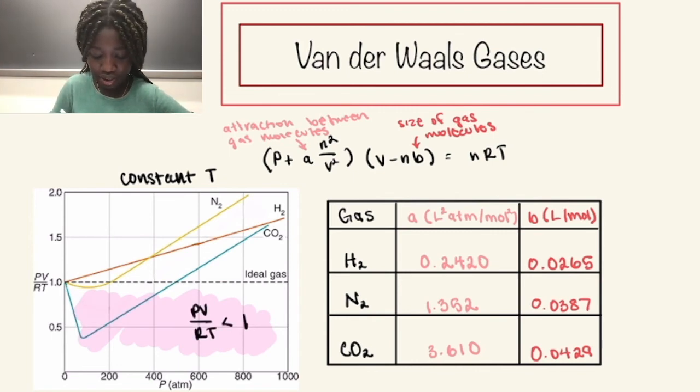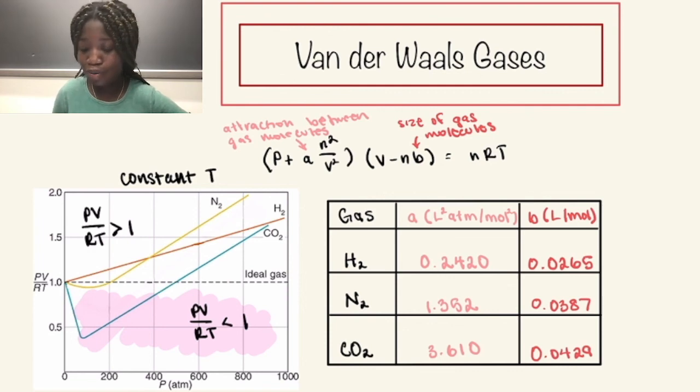Above the ideal gas line, PV over RT is greater than 1. In this region, the volume is actually the volume of the gas molecules themselves. And so the molecules in this region cannot get any closer to each other, so the volume can be considered fixed. Therefore, this region is controlled by the b constant, as it relates to size.